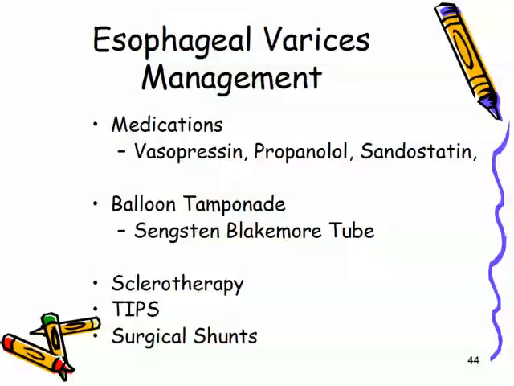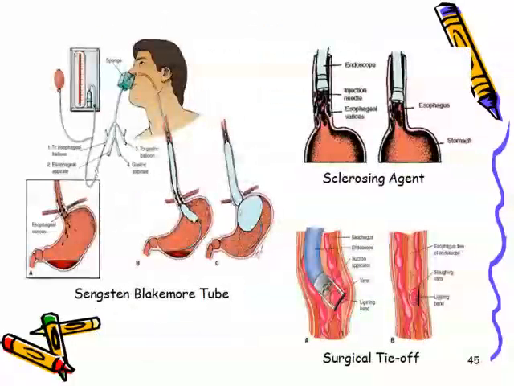So the TIPS procedure is actually considered a transjugular intrahepatic portosystemic shunt. So there's a shunt actually put in between the hepatic and portal veins, which decompresses the whole portal system and can help to decrease then portal hypertension. So this usually is only done if medications and sclerotherapy and the balloon tamponade have not worked for that particular patient. So this just shows you some of those different things that we talked about on the last slide as far as potential treatment for these.